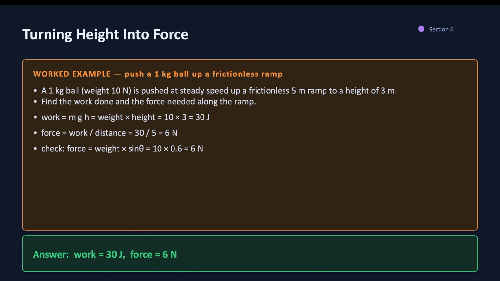Okay? So now let's go over turning height into force. You're pushing a 1 kg ball up a frictionless ramp. 1 kg. No friction, so forget about that mess. Its weight is 10 newtons. That means weight is just mass times the acceleration of gravity, which is just mg. So we're using 10 meters per second squared here, but usually I'd use 9.8. They're similar, but I would usually use 9.8.